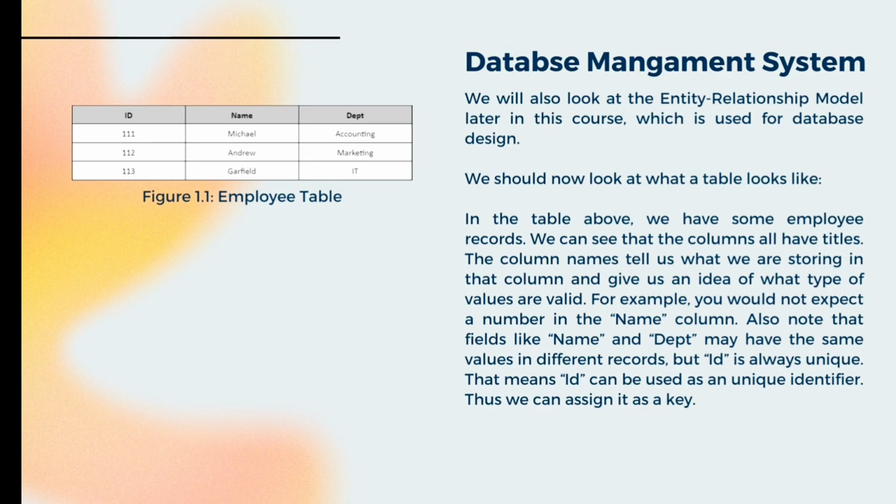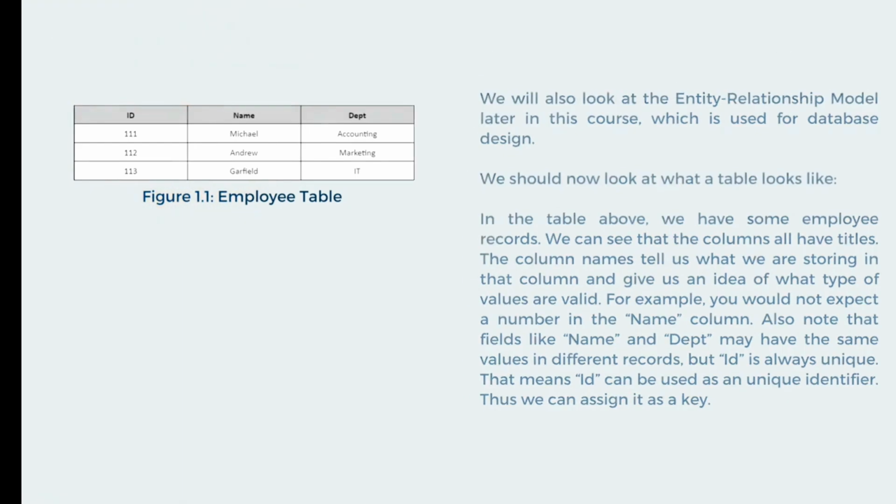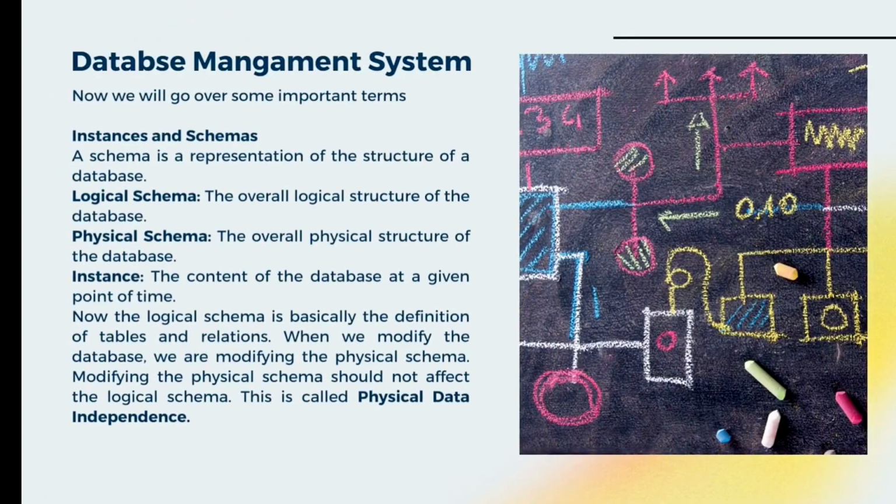Also note that fields like name and department may have the same values in different records, but ID is always unique. That means ID can be used as a unique identifier. Thus we can assign it as a key. Now we will go over some important terms: instances and schemas.